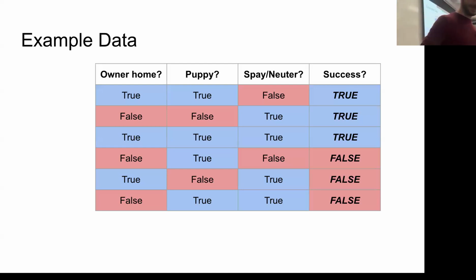So far, so good? Okay. So the way you should think about this is that we have 3 features, 6 samples. You can think of these 6 samples as 6 points in a 3-dimensional space. So let me draw that here. So we have 1, 2, 3 dimensions. Maybe the first dimension is the owner home. Second dimension, is it a puppy? And the 3rd dimension here is the dog spayed or neutered? Again, a question mark. And as I said, each of these features can only be a true or a false.